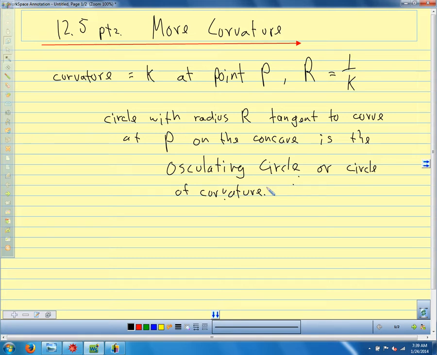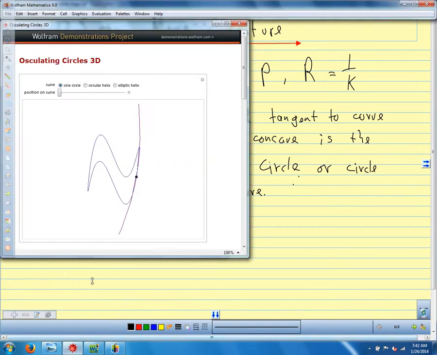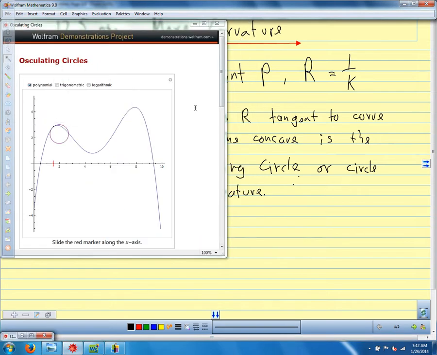And I have a little demonstration visual thing. Is that the one? There's the one I want. There we go.